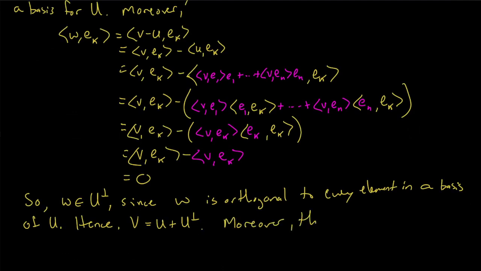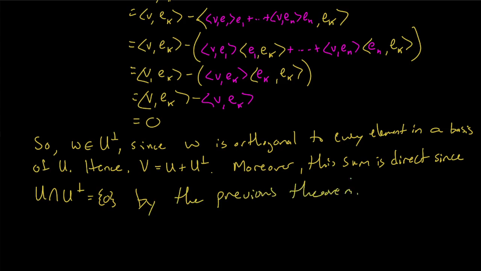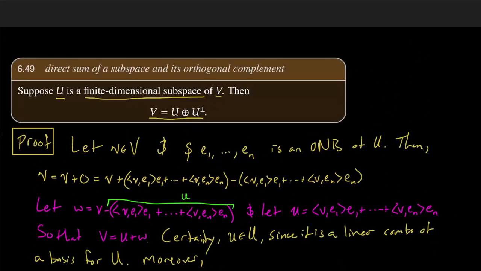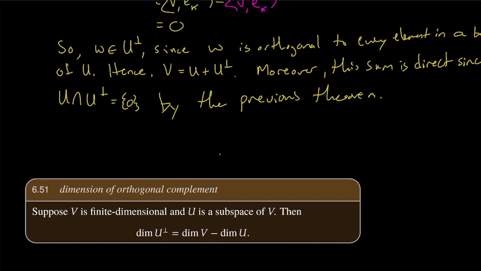Moreover, this sum is direct since U intersect U perp is equal to the 0 vector by the previous theorem. So we're done. That is, we just wanted to show that V is equal to the direct sum of U with U perp. And we got that. Not too terrible.